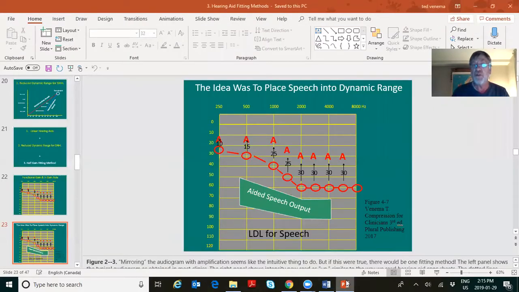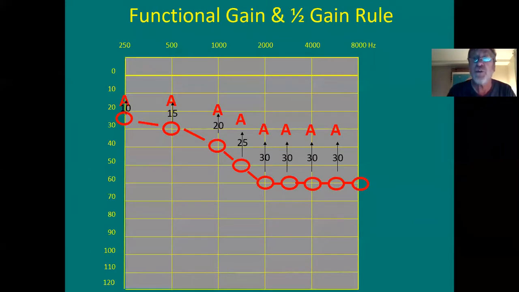So what they did was they used something called functional gain. Functional gain is the picture that I showed you earlier, so we'll look at it again. You measured the guy's thresholds under headphones and you got this loss. Then you did the left ear and got a similar loss. Then you took out the headphones, put the hearing aid in his ear and retested his thresholds.